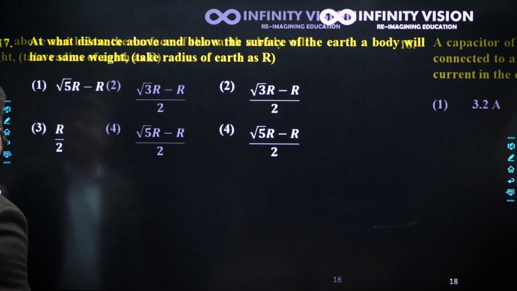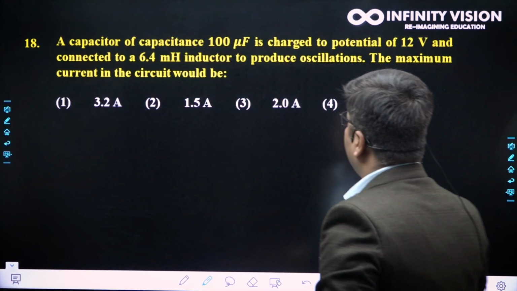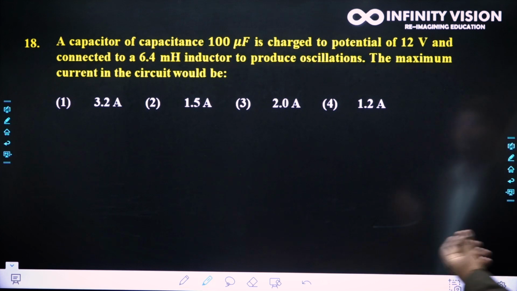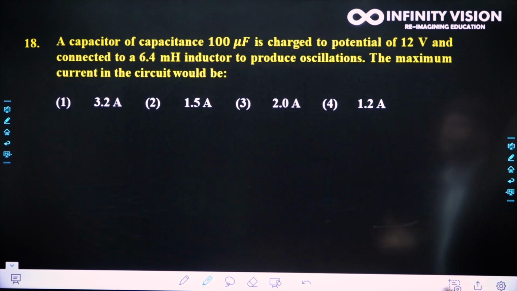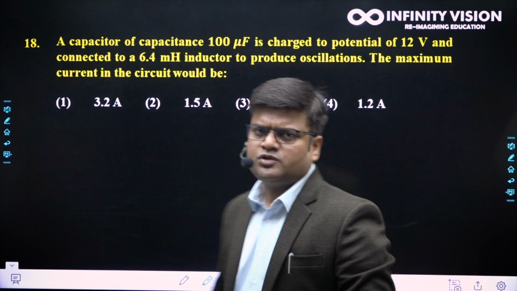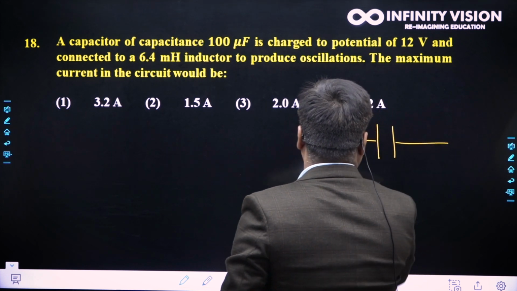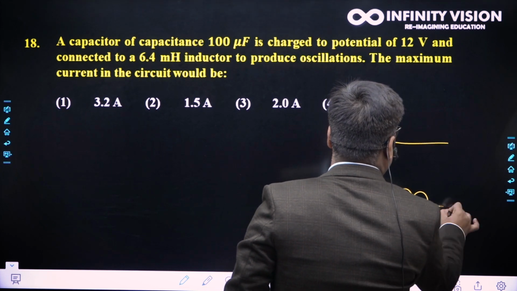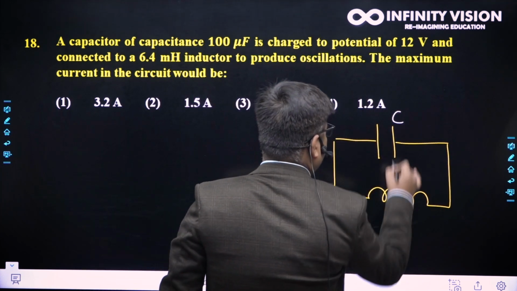Now coming to question number 18. A capacitor of capacitance 100 microfarad is charged to a potential of 12 volt and connected to a 6.4 millihenry inductor to produce oscillations. The maximum current in the circuit would be. This question is based on LC oscillation. A charged capacitor is connected to an inductor, capacitor C, inductance L.